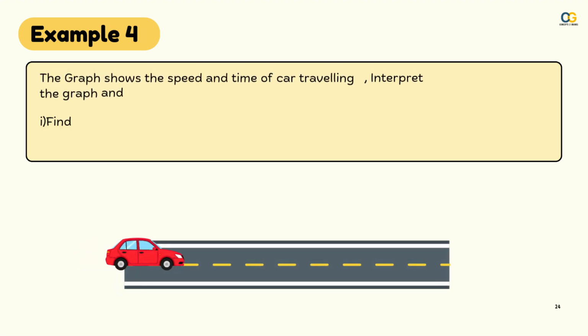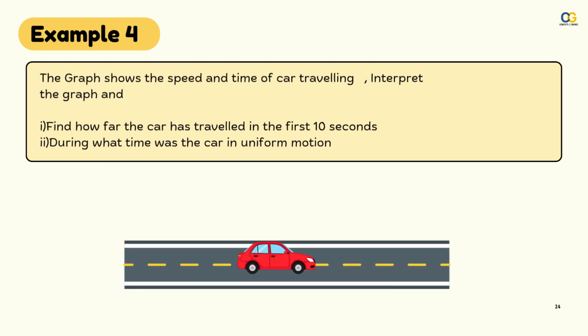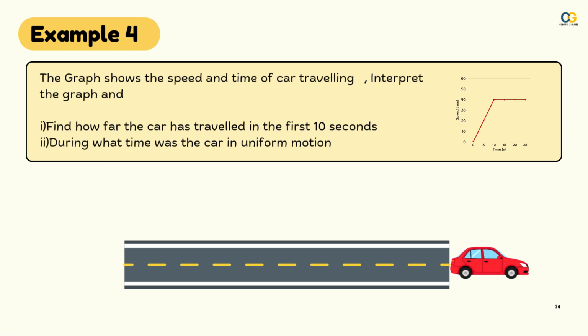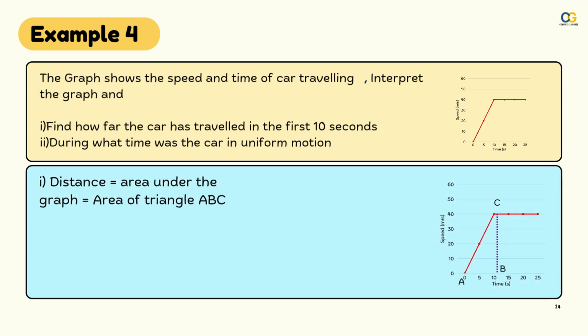The graph shows the speed and the time of the car traveling. Interpret the graph and find how far the car has traveled in the first 10 seconds. During what time was the car in uniform motion? So let us find the distance traveled by the car by finding the area under the graph between the first 10 seconds, which is the triangle ABC, which is equal to half into base into height, which is half into AB into BC, which is equal to half into 10 into 40, giving us the distance traveled as 200 meters.